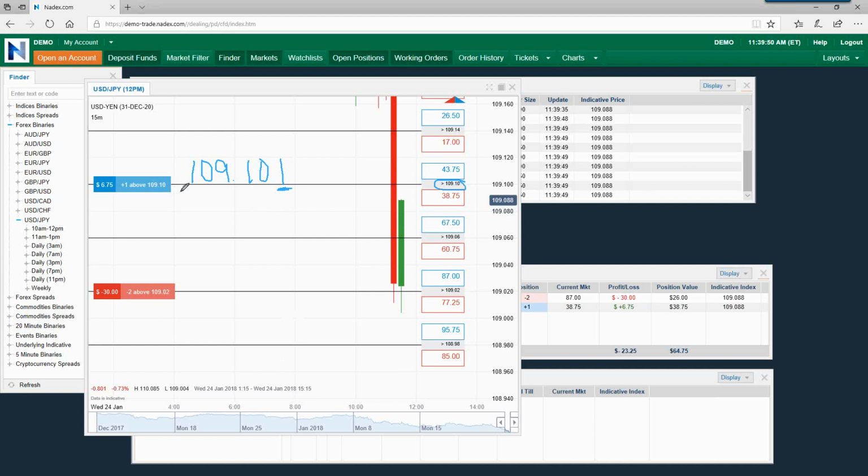Okay, now, can I click on this and exit right now? Sure, I can do that. Okay, but I can also wait and see if it comes above here. Okay, can I exit this? I can put an order in and I can exit that just as quickly. Okay.